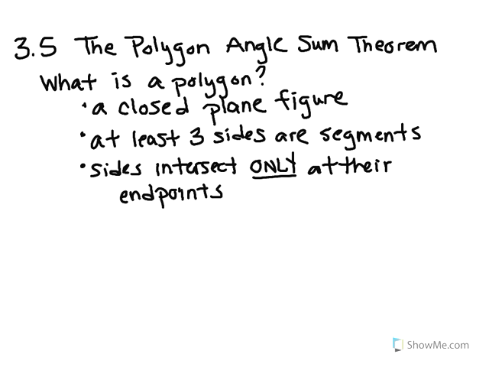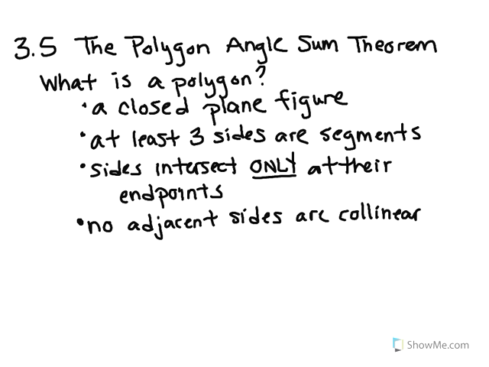And the very last thing is that no adjacent sides are collinear. That means that no two sides can be on top of each other, which should be pretty self-explanatory, because we haven't ever seen a polygon like that. So let's take a look at a couple examples and see if you can determine if it's a polygon or not.